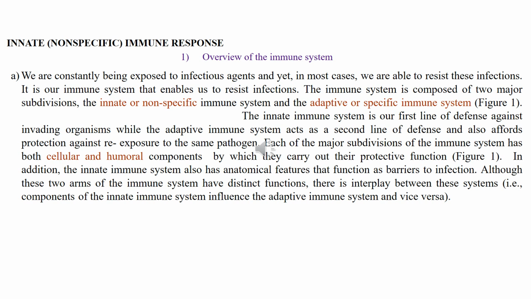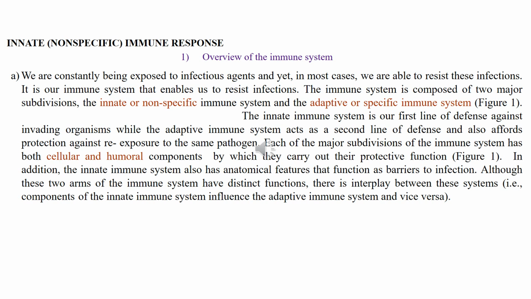system. The innate immune system is our first line of defense against invading organisms, while the adaptive immune system acts as a second line of defense and also affords protection against re-exposure to the same pathogen.